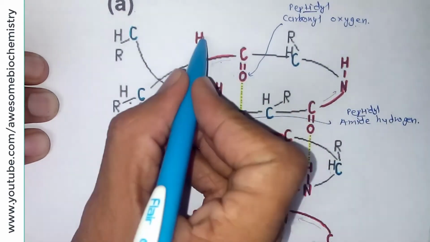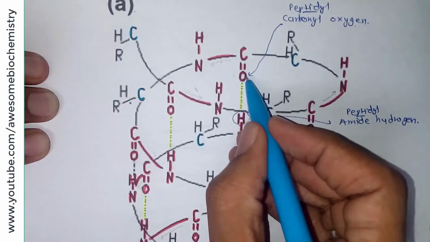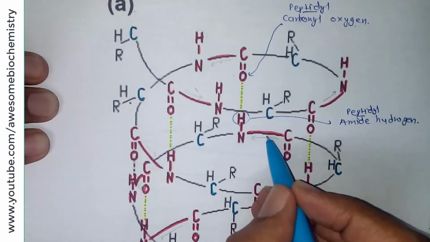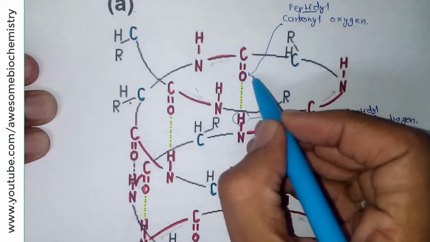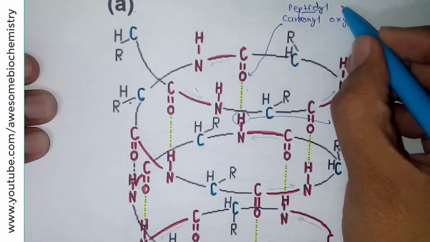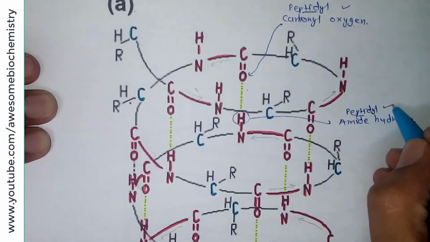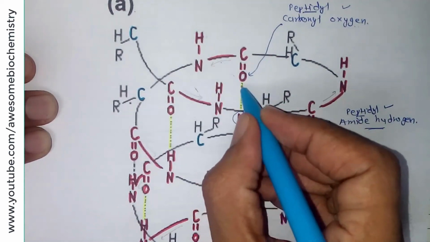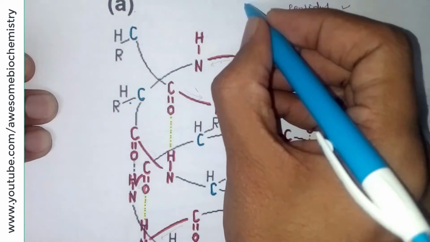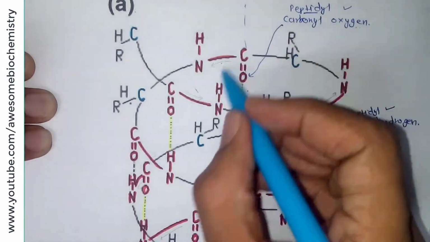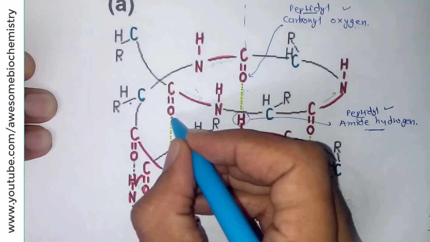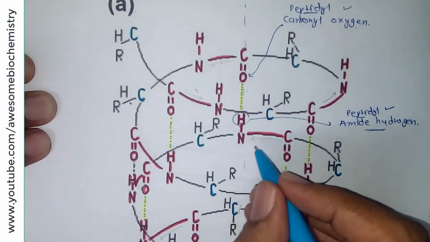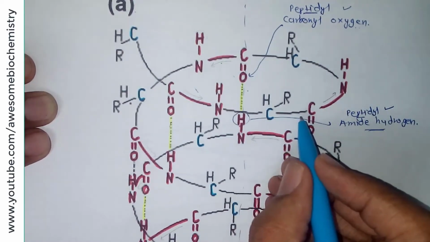This oxygen cannot make a hydrogen bond with this hydrogen, but it has to look for another amide hydrogen which is part of another peptide bond, right? So, we can say that this hydrogen bond is between one peptidyl carbonyl oxygen and another peptide bond's peptidyl amide hydrogen, right? This hydrogen bond is parallel to this helix. Suppose this is the central axis of this alpha helix, then all these hydrogen bonds are parallel to this central axis of the alpha helix. So, we can say that all the hydrogen bonds are parallel to the spiral.